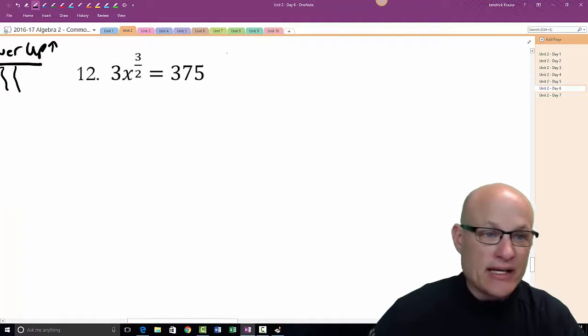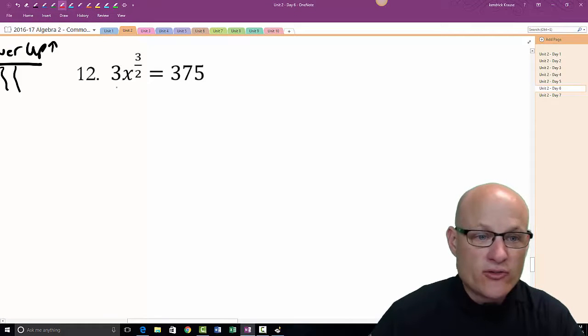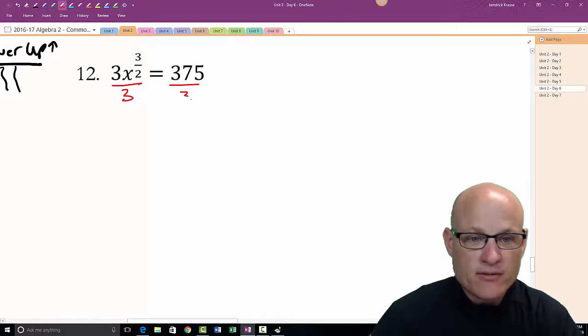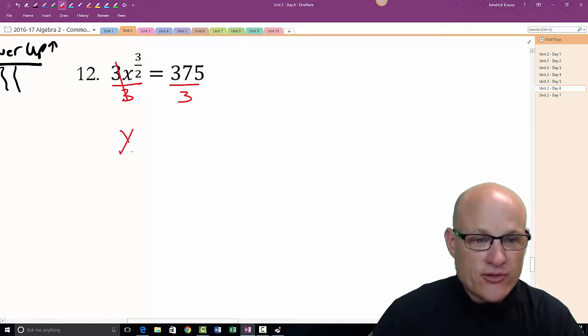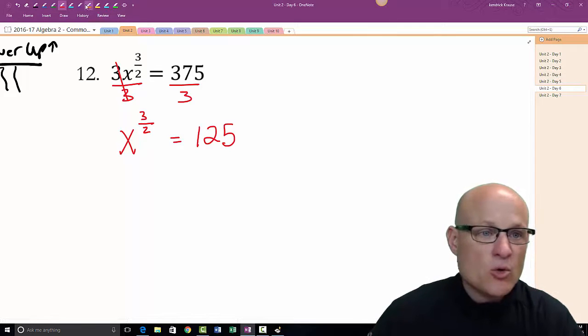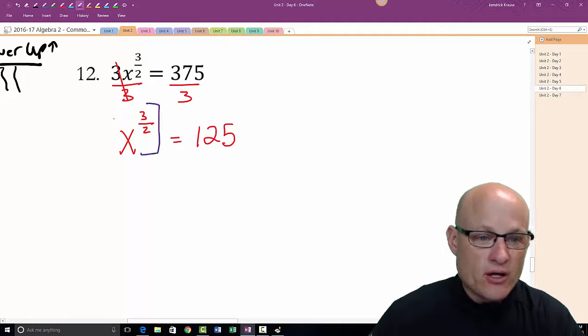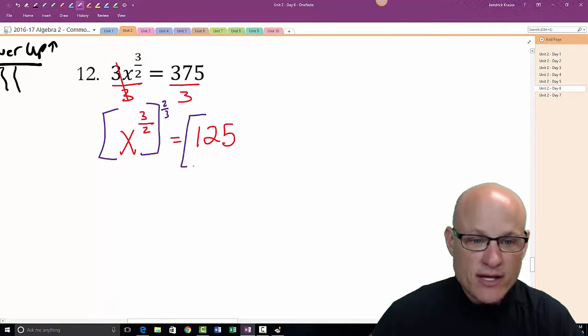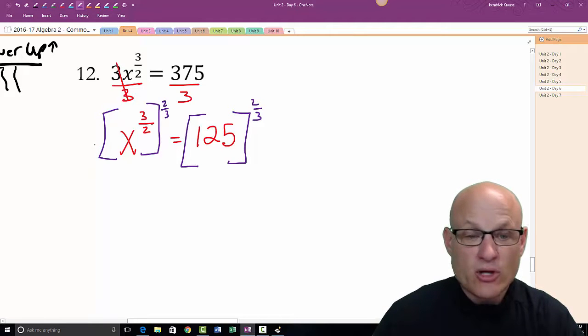Isolate the weird thing. Get the weird thing alone. You still got to do that. Divide by 3, and I get x to the 3/2 equals 125. We're going to raise it to the reciprocal, 2/3. But if I do that to this side, I got to do it to this side. Now, I'm not going to use my calculator because I want you all to practice this. 2/3 and 3/2, they cancel each other out, and I get x.